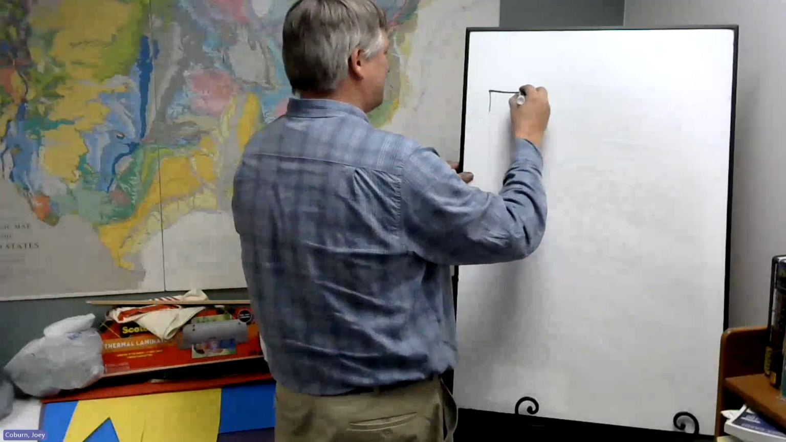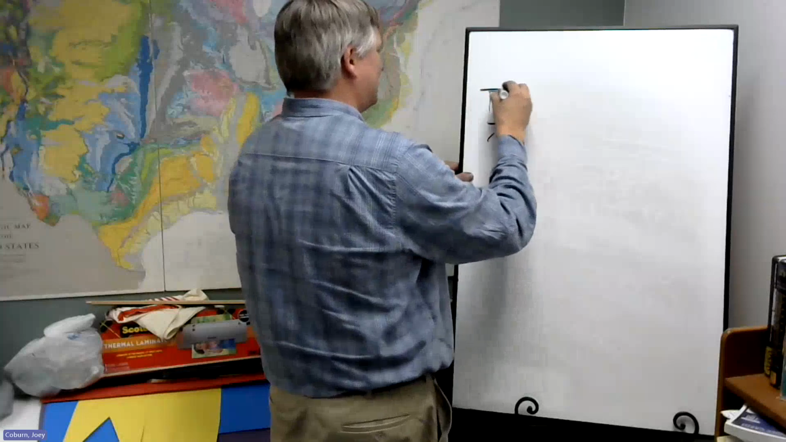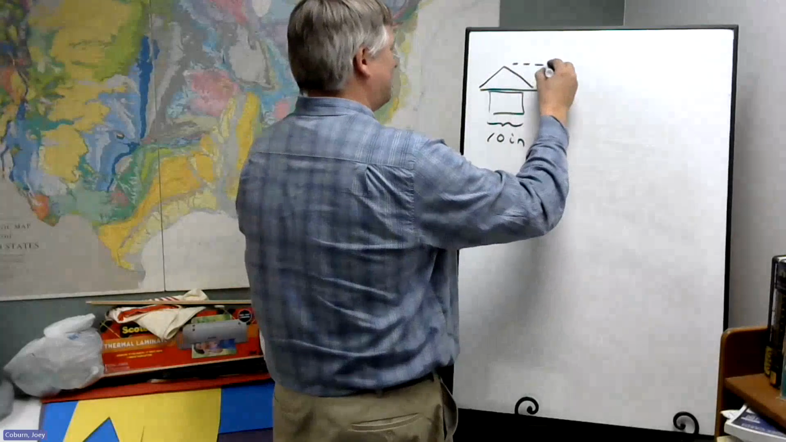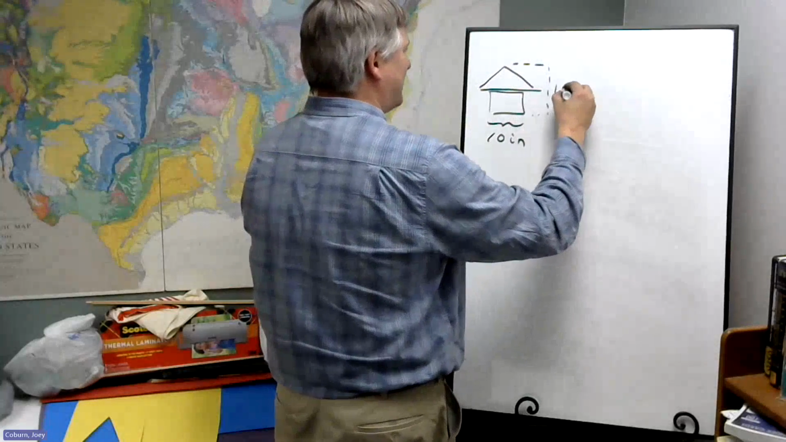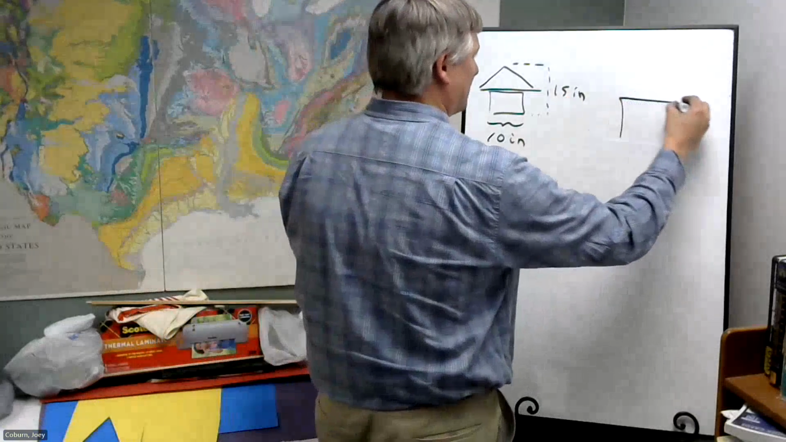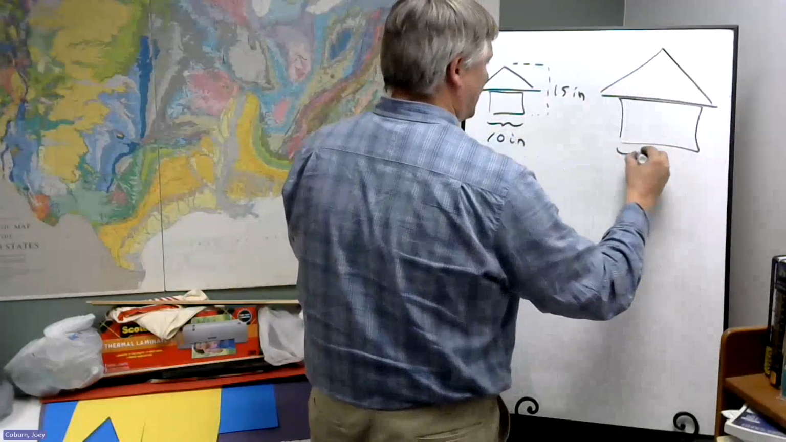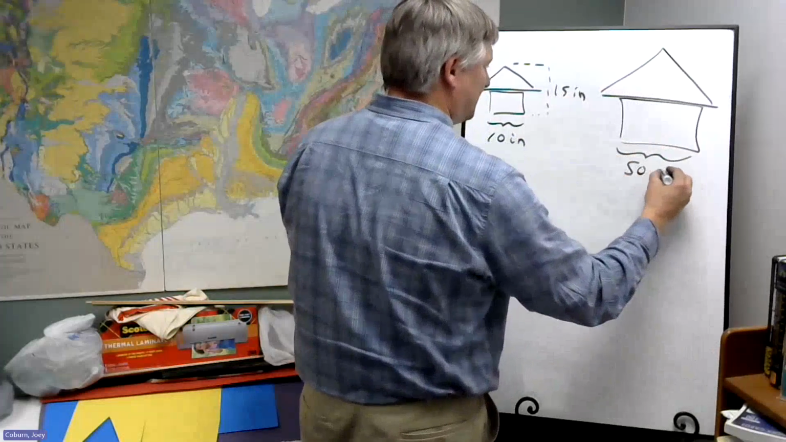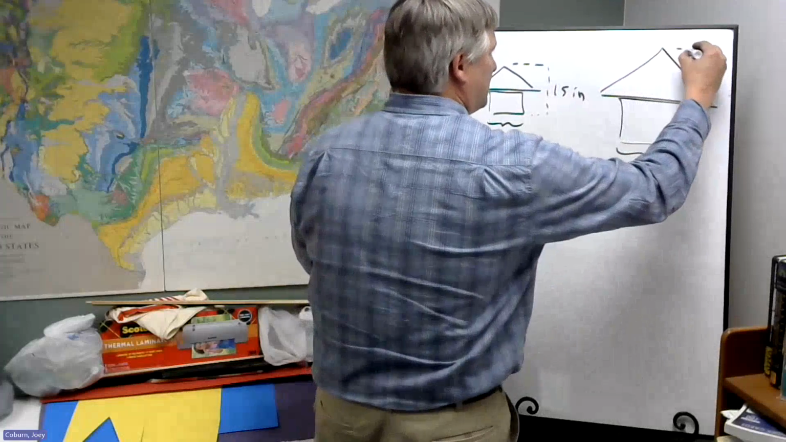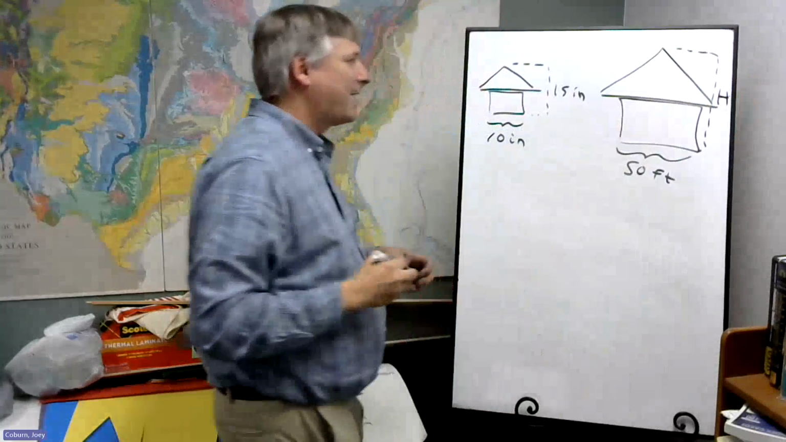Suppose we have a house and it's 10 inches at the base. This is a model house and it has a height of 15 inches. And then it's modeling a house that's 50 feet, but we don't know the height of this house. Say that's capital H.